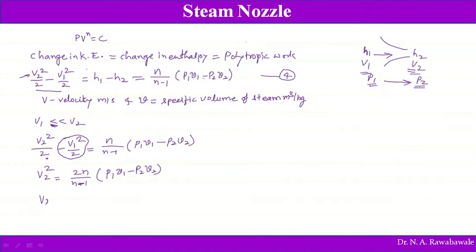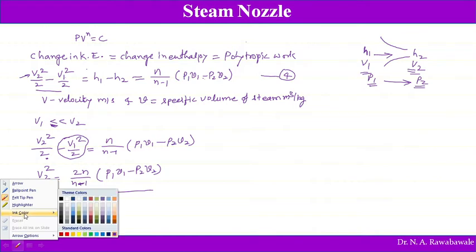Then we can write this as V2 is equal to the square root of this, but we will write the square root afterwards, when we convert that.